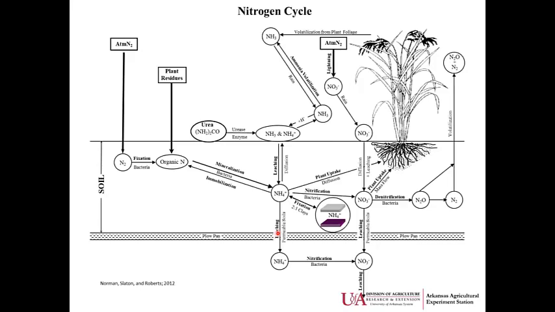So first off, if we look at the nitrogen cycle specifically for a rice production system, the one thing that you'll notice is it is very complex, but we can simplify things down into net additions, net losses, and then just transformations within the soil. And there are three in particular that I'm going to talk about today.